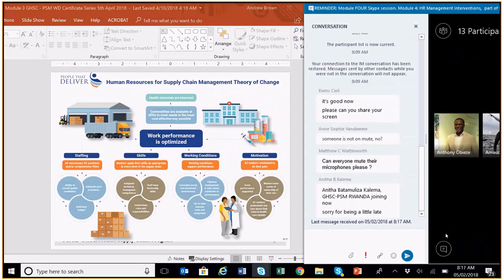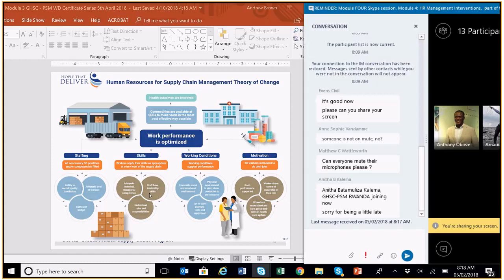And on the screen in front of you is a document that's about to be published, so you're getting an early look at this particular document. This document is the theory of change for human resources that the People That Deliver initiative with USAID funding is working on. And it's basically saying that if you want to optimize work performance, you need to have the right staffing, you need to have them with the right skills, you need to have the right working conditions, and you need to make sure your staff are motivated.